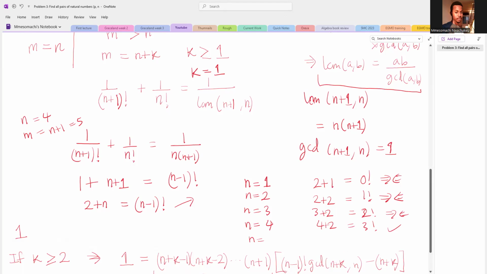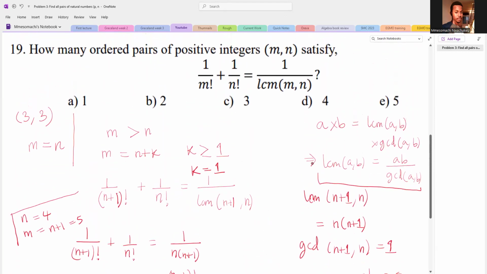If n is equal to 5, we have 5 plus 2. So again, this is going to be an odd number equal to 4 factorial, which doesn't work. Here we can see that the factorial now begins to grow very, very quickly, and we can inductively prove that factorial grows quickly. So the only solution is 4, 5. And of course, because we're talking of ordered pairs, we have 4, comma 5, and 5, comma 4.